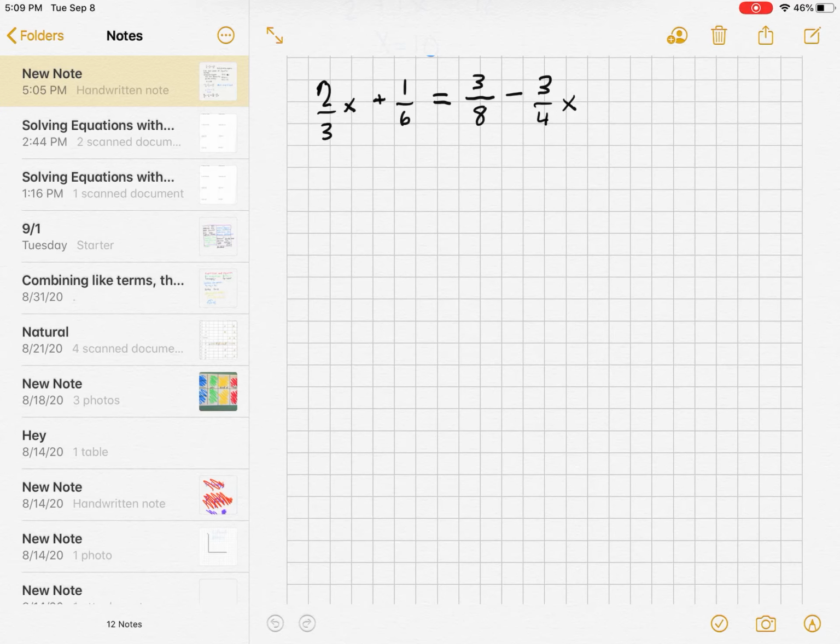So here we have another example. 2/3 x plus 1/6 equals 3/8 minus 3/4 x. Look at the denominators. We have a lot of different ones. So we've got to ask ourselves the question, what is the least common multiple?